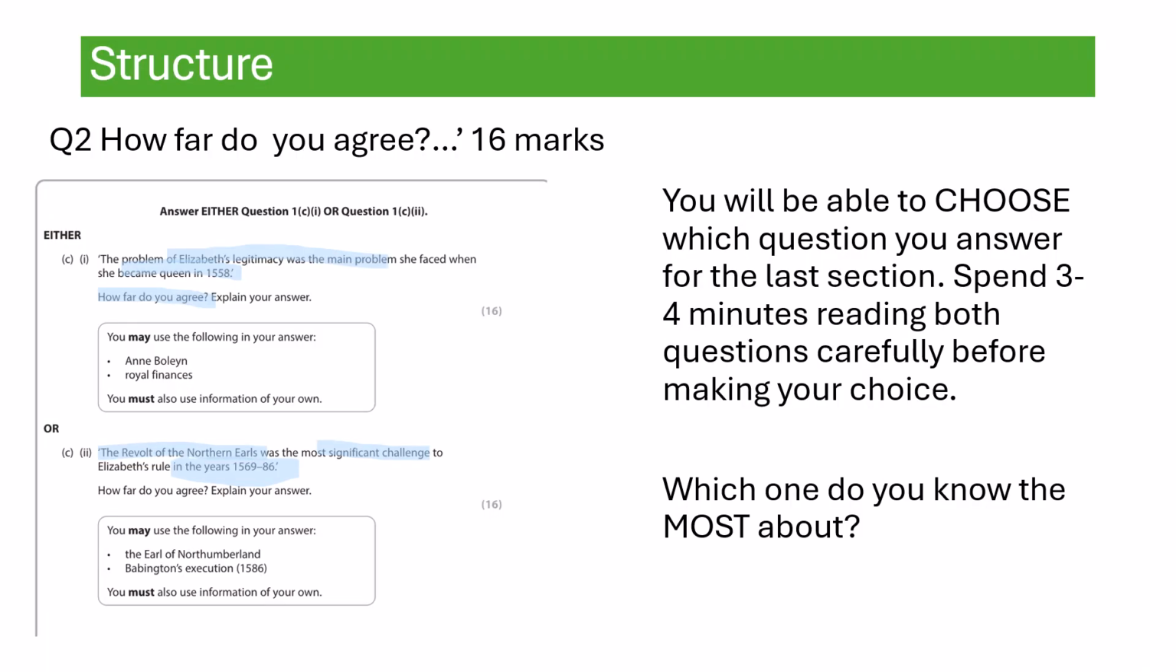Then our final question for Elizabeth is the how far do you agree question. It's worth 16 marks. Just like medicine, you're going to get a choice. So it's worth spending a couple of minutes looking at both questions carefully, underlining the key words and deciding which one you know most about, because the one you know most about is the one that you're going to write about. And then you're going to draw your table with your evidence to support and to challenge before you write your final response. So let's have a look at an example of this and how we could plan for it.